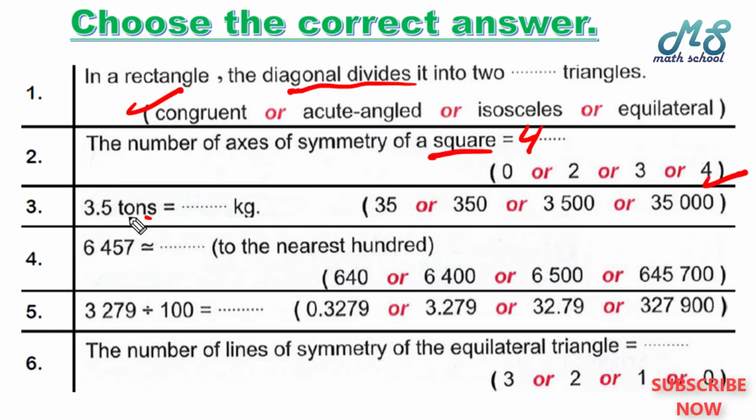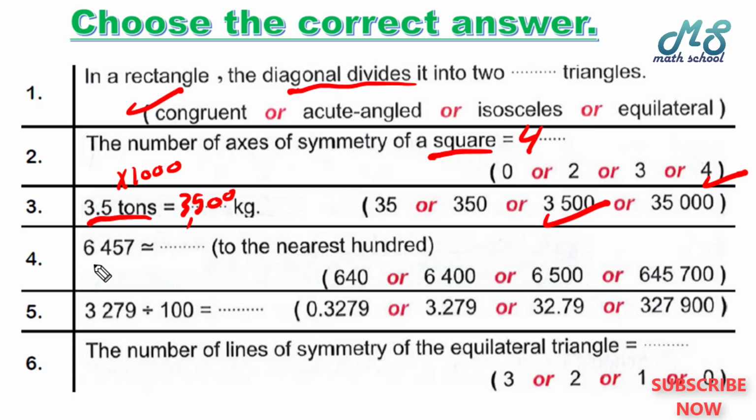Number 3 3.5 tons equals how many kilograms. لما تيجي تحول من طن لكيلوجرام just multiply by 1000. وكلنا عارفين الرول just move the decimal point 3 digits to the right. So we get 35 هتضطر تضيف double zero. So we get 3500 kilograms. يبقى الأنسر عندك هتكون 3500 kilograms.